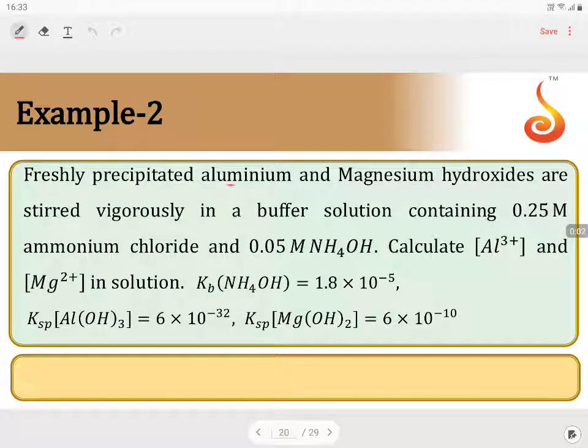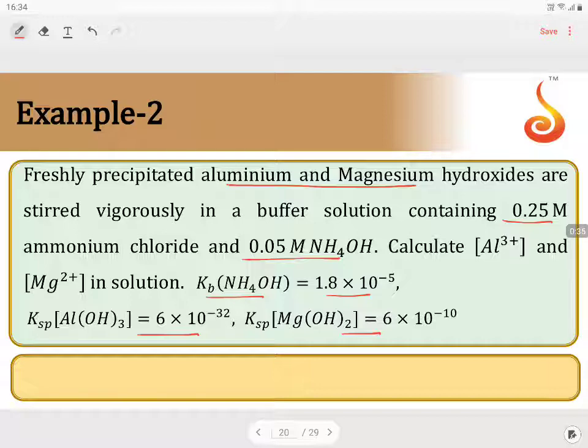Freshly precipitated aluminium and magnesium hydroxides are stirred vigorously in a buffer solution containing 0.25 molar ammonium chloride and 0.05 molar ammonium hydroxide. Calculate Al3+ ion and Mg2+ ion concentration in solution. Kb for NH4OH is 1.8 × 10^-5. Ksp for aluminum hydroxide is given as 6 × 10^-32. Ksp for magnesium hydroxide is given as 6 × 10^-10.